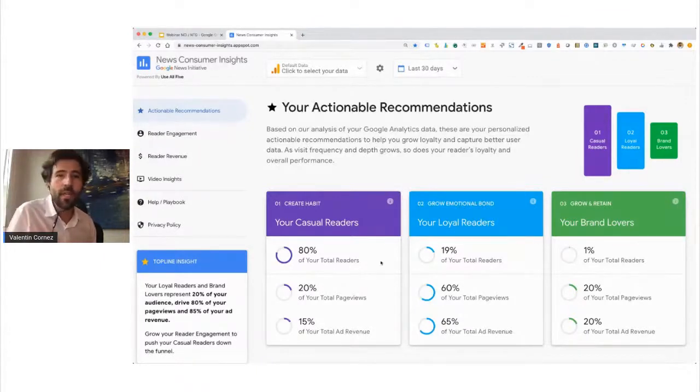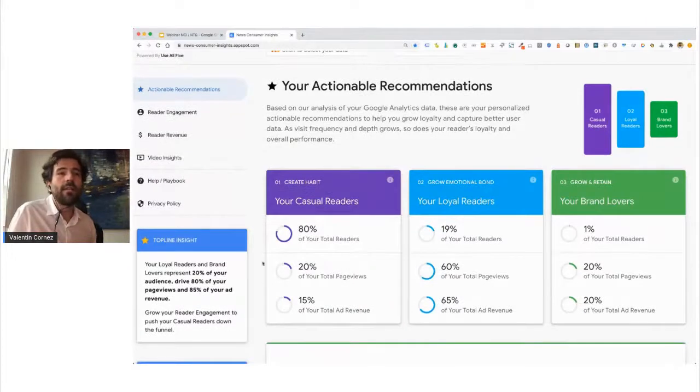You will notice on the left-hand side this kind of card in the report. We call it the top line insight card. This is where we customize the insight based on what we're seeing in your GA account. Let's read it together. For that publisher, I'm talking to the publisher right now: your loyal readers and brand lovers represent 20% of your audience. They drive 80% of your page views and 85% of your total ad revenue. So I'm just doing the sum here.